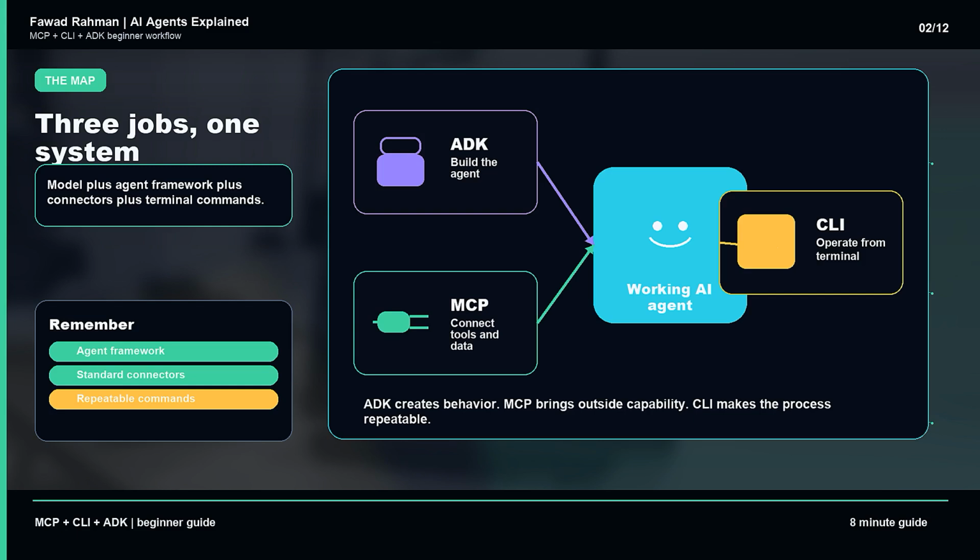If you remember only one thing from this map, remember the order: build the agent first, connect only the tools it needs, then use commands to prove the workflow can repeat.